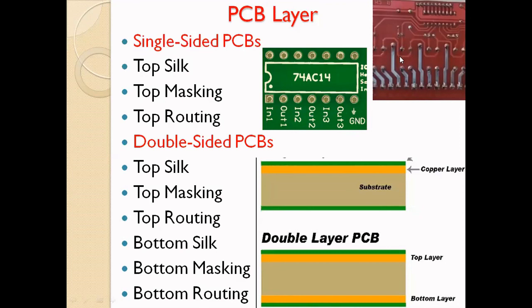Routing means copper connections between two components. For example, this is one component and this is another component. This is called a connection between the two components. That is called routing. Next one is masking. Mask means there should not be any short circuit, and there should not be any open connections. For that you do the masking operation. So top silk, top masking, and top routing for a single-sided board. Double-sided means top and bottom.